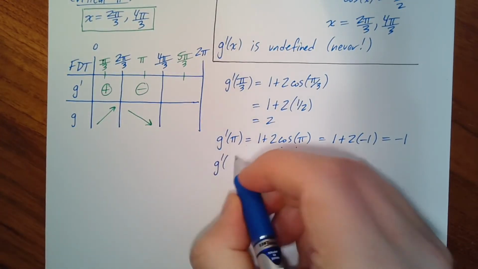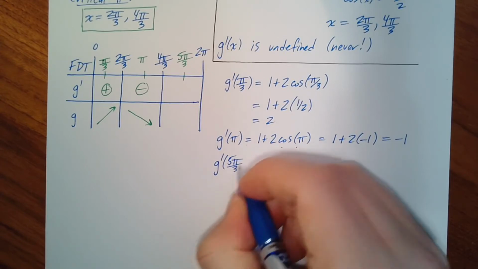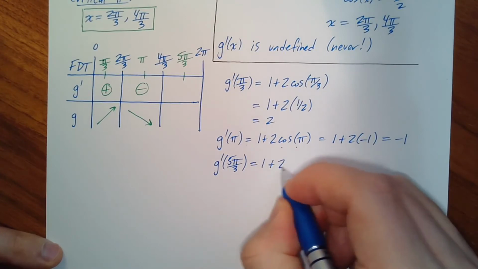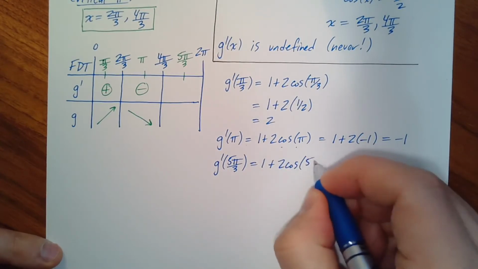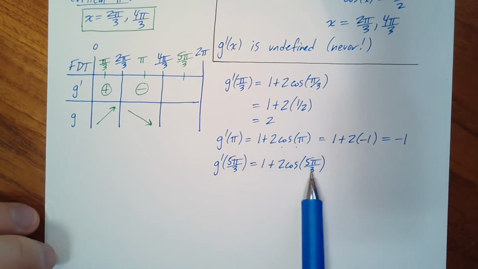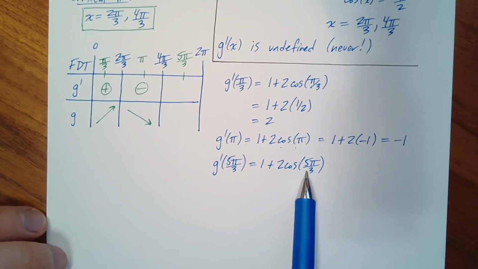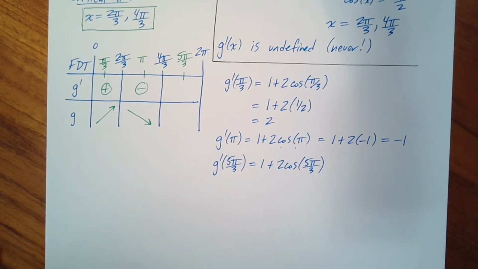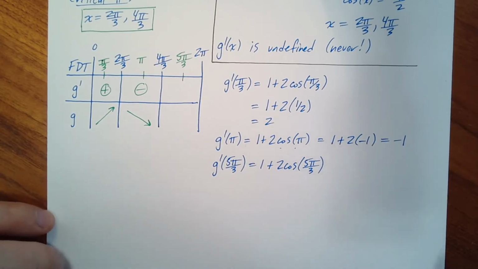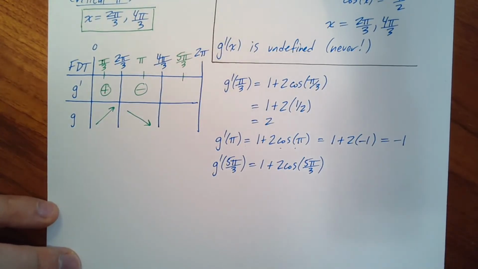And then lastly, I will plug in 5 pi over 3. So g prime of 5 pi over 3 is going to be 1 plus 2 cosine of 5 pi over 3. Again, the reference angle of 5 pi over 3 is just pi over 3, but you have to do a quadrant analysis to determine the sign. Cosine of pi over 3 is a half, and based on the quadrant that 5 pi over 3 lies in, it ends up being positive a half as well. So I'll leave the details to you.